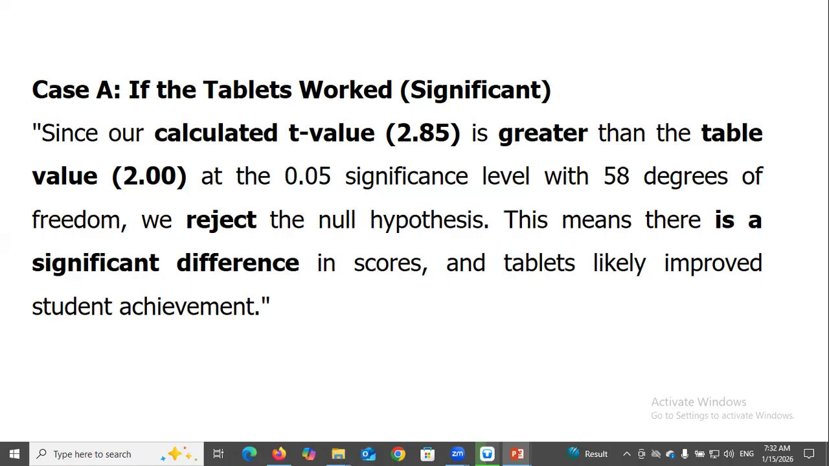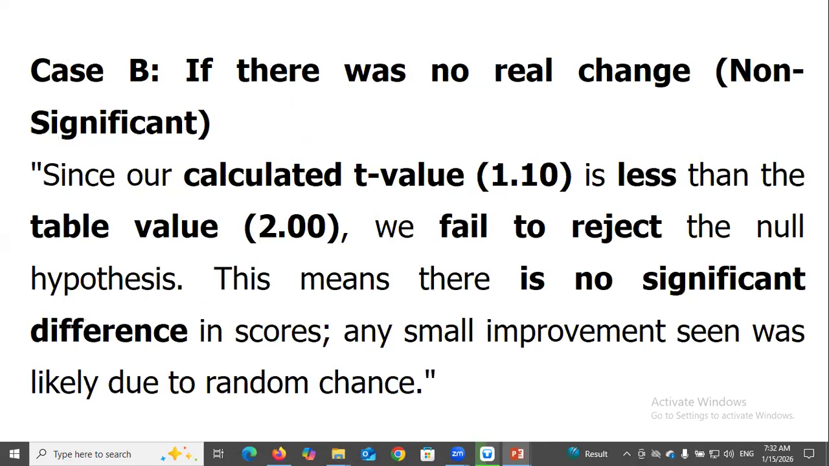Case two, if there is no real change, non-significant: since the calculated t-value of 1.10 is less than the table value of 2, we fail to reject the null hypothesis. This means there is no significant difference in scores, and any small improvement seen was likely due to random chance.